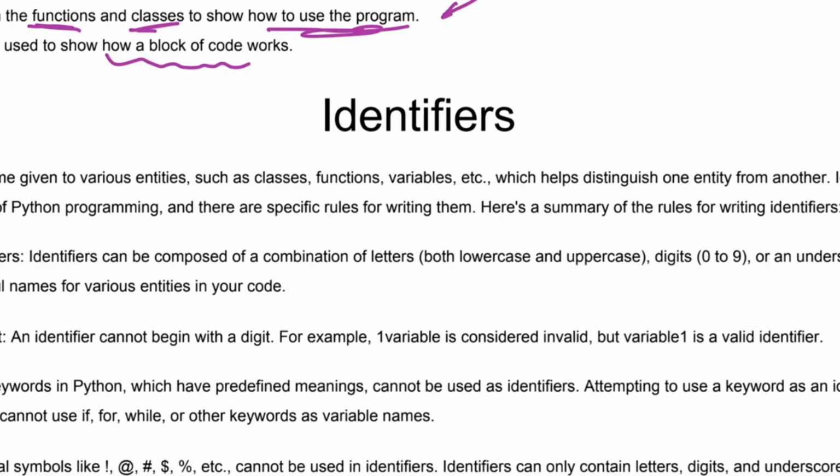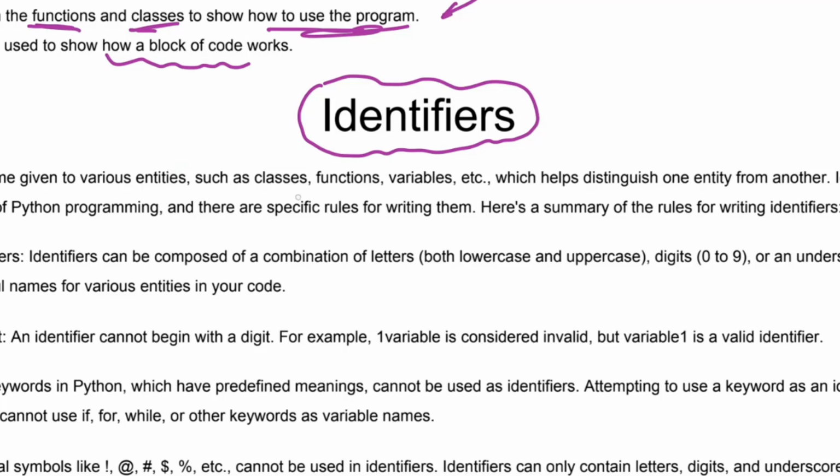Another topic that we'll deal with is identifiers. This is the topic where we have to name things. For example, you have to give variable names. We'll look at what a variable means, what functions mean, what a class means, what an object means, everything. But we have to name these things.